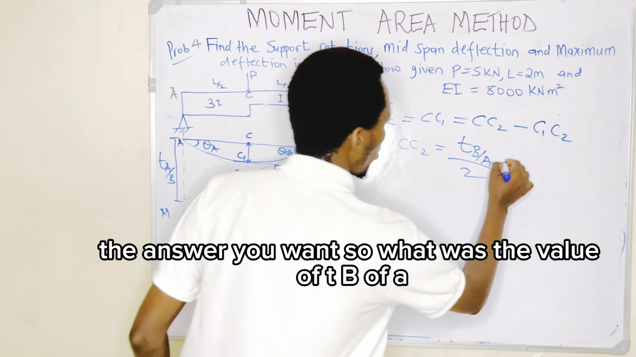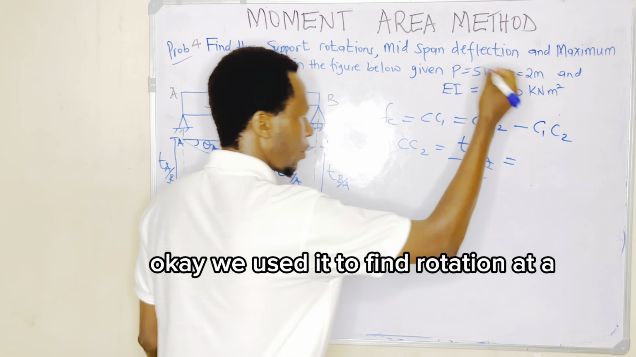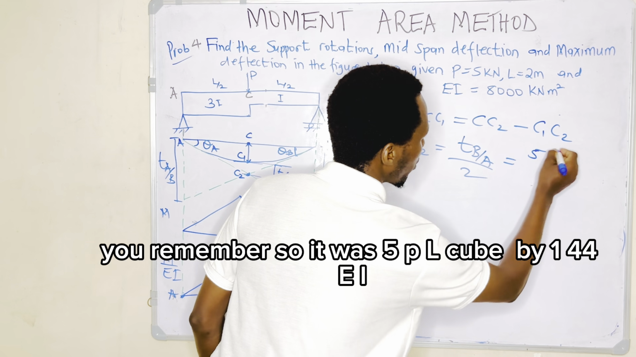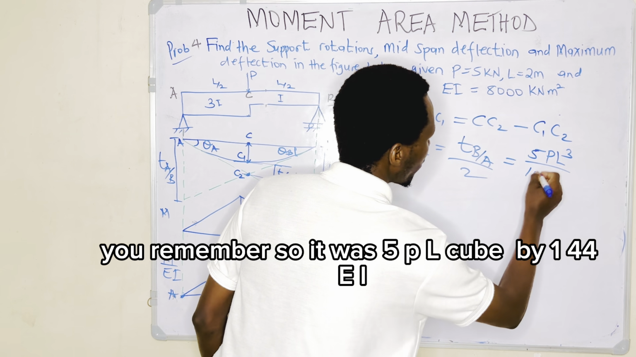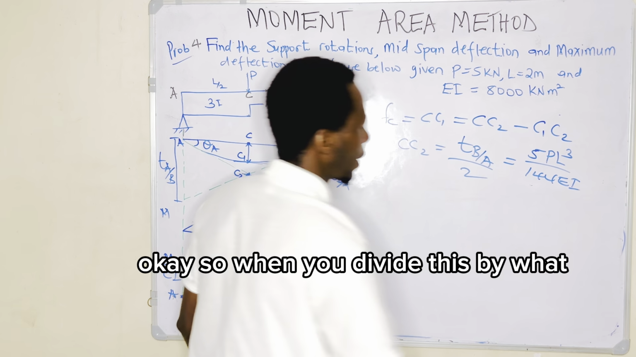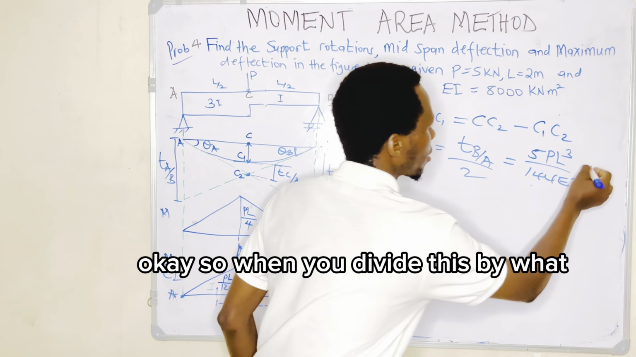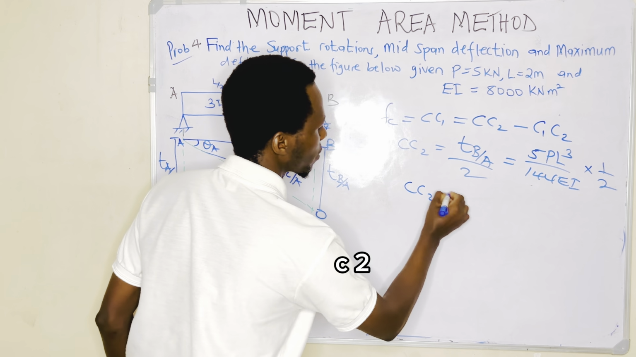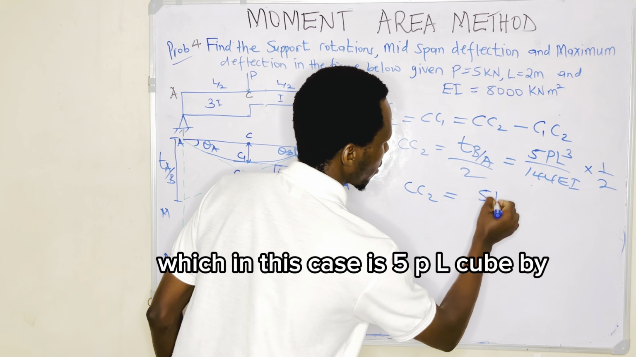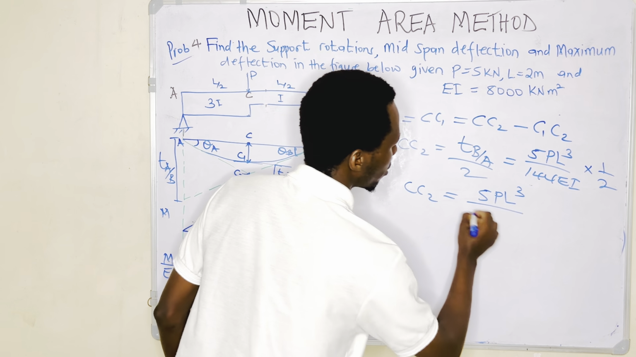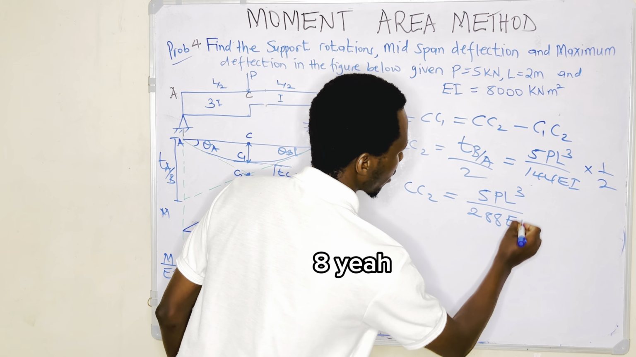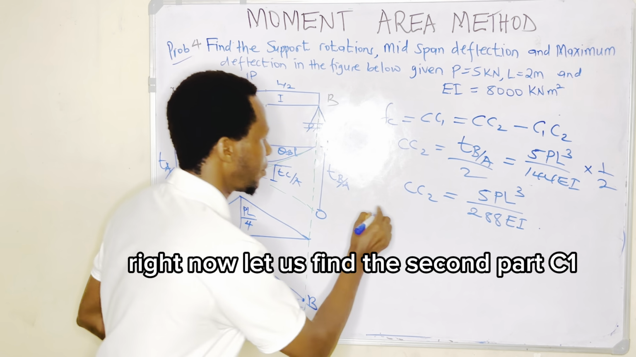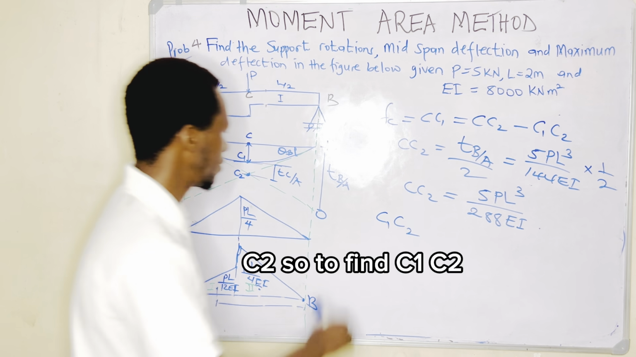So what was the value of TB of A? Okay, we used it to find rotation at A, you remember? So it was 5 PL cubed by 144 EI. So when you divide this by what? By 2, it is going to give you the value of C C2, which in this case is 5 PL cubed by 288 EI. Right? Now, let us find the second part, C1 C2.